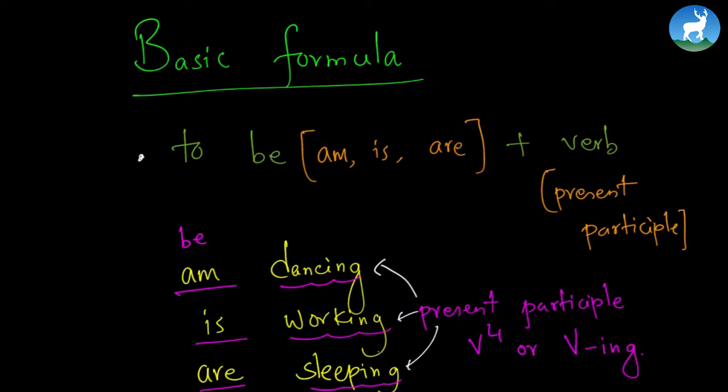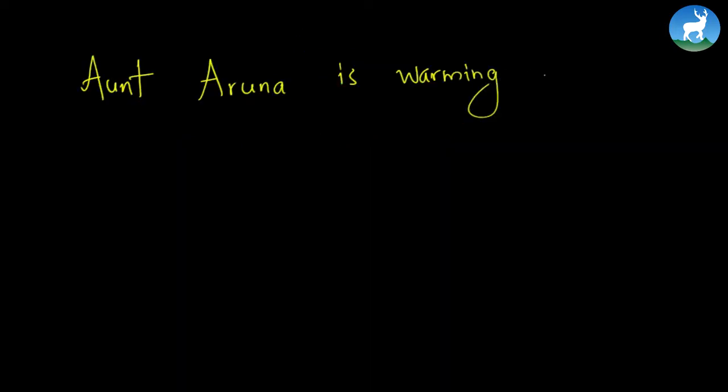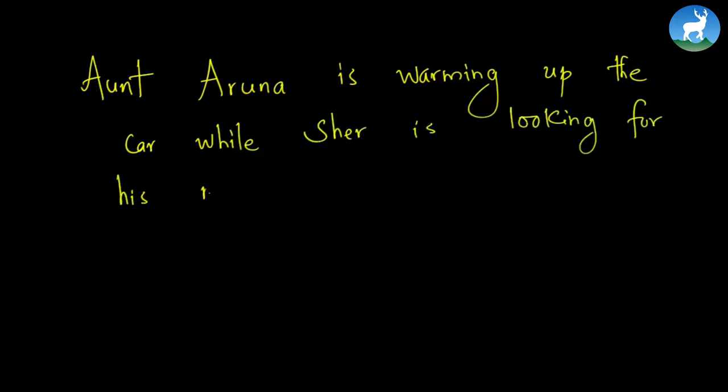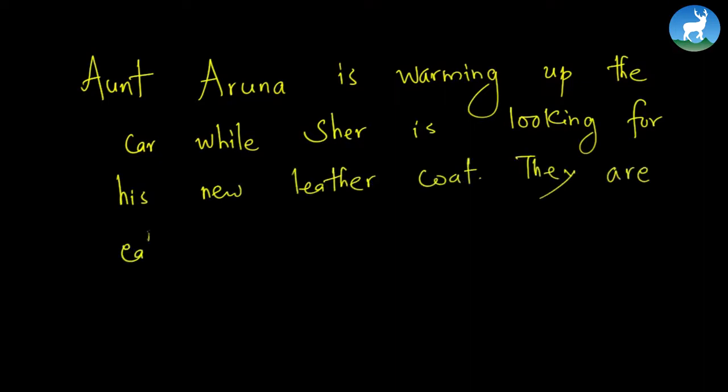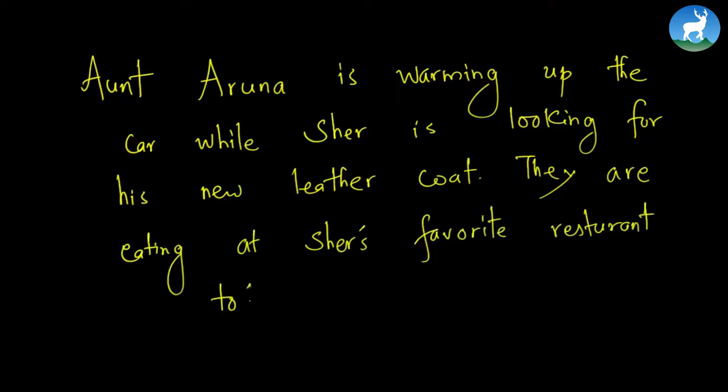Let me give you one example. Aunt Aruna is warming up the car while Sher is looking for his new leather coat. They are eating at Sher's favorite restaurant today, Mama's Cafe. So this is a simple example of present continuous tense. Aunt Aruna is warming up.